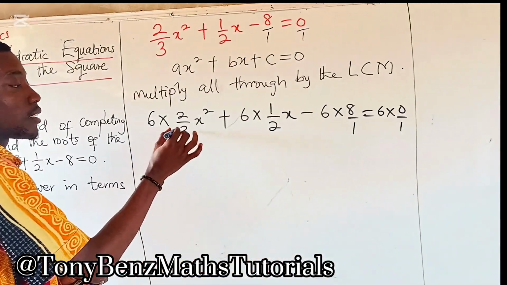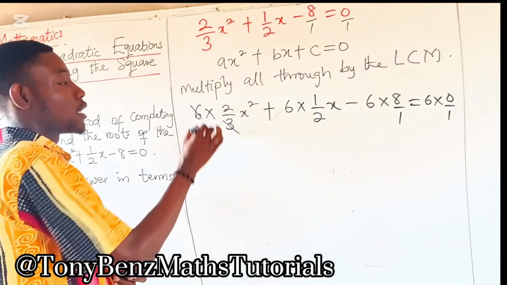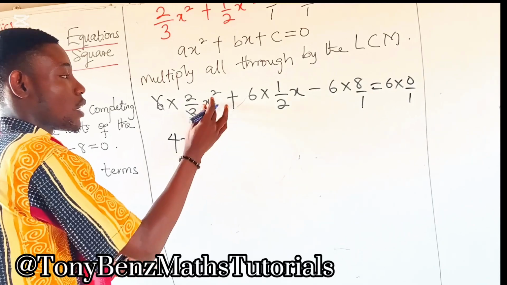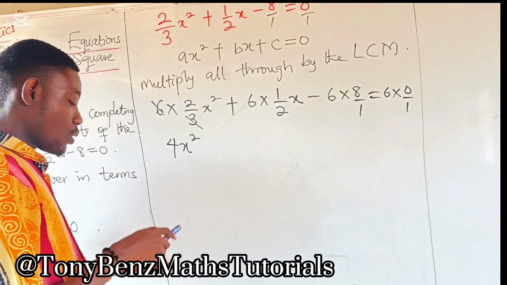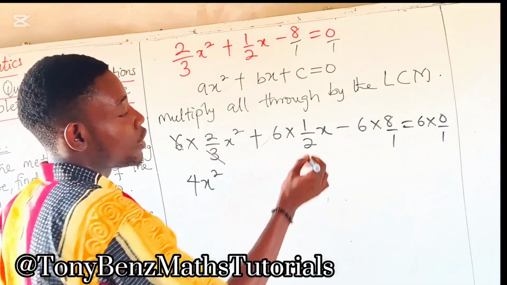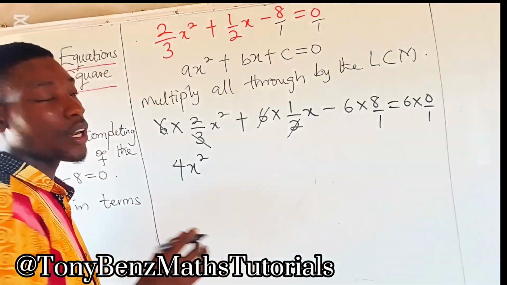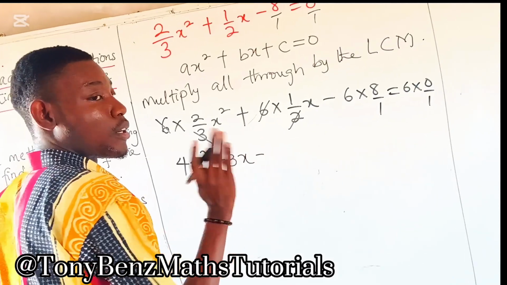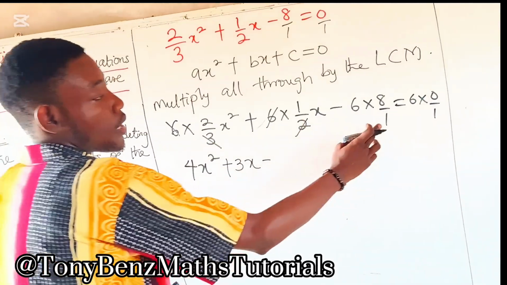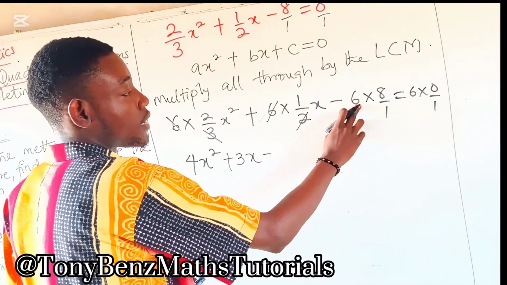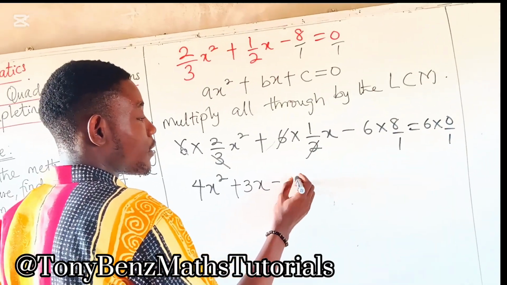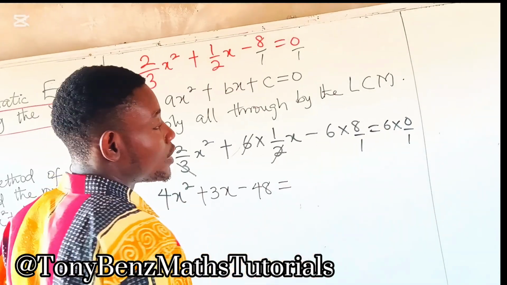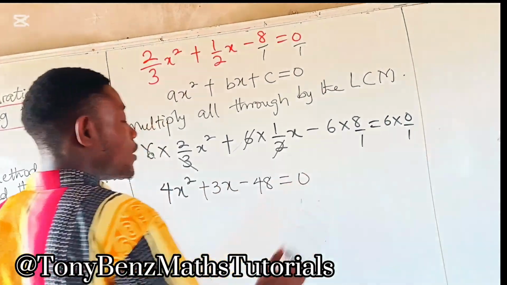So 3 in 6 goes 2 times, and 2 times 2 is 4x squared, because of the x squared here. Then 2 in 6 goes 3 times, and 3 times 1 is 3x, minus 6 times 8, which is 48, is equal to 6 times 0, which is 0.